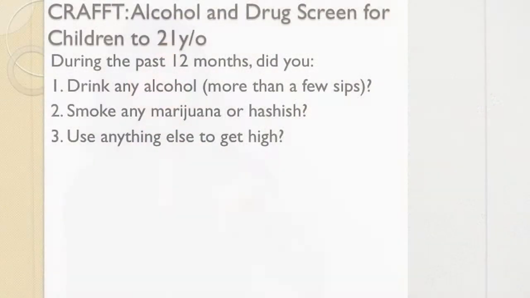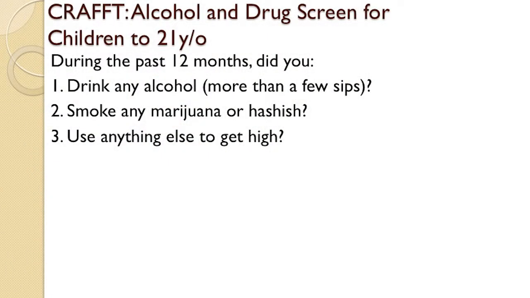Here, it's a question around, during the last 12 months, did you drink any alcohol? So if they're under age 21, any alcohol is a positive screen. Did you smoke anything, any marijuana, any hashish? Did you use anything else to get high? If they answer yes to any of those questions, it's a positive screen.